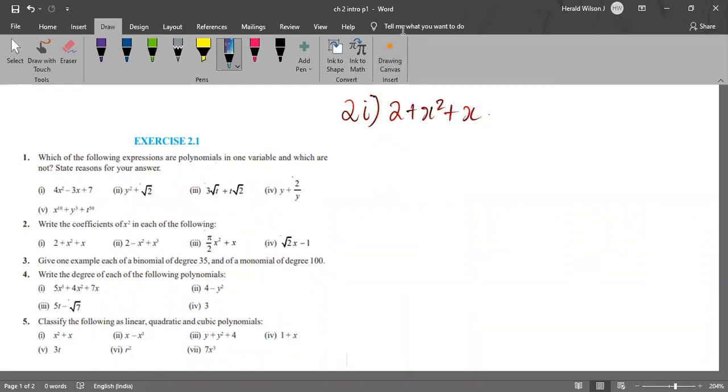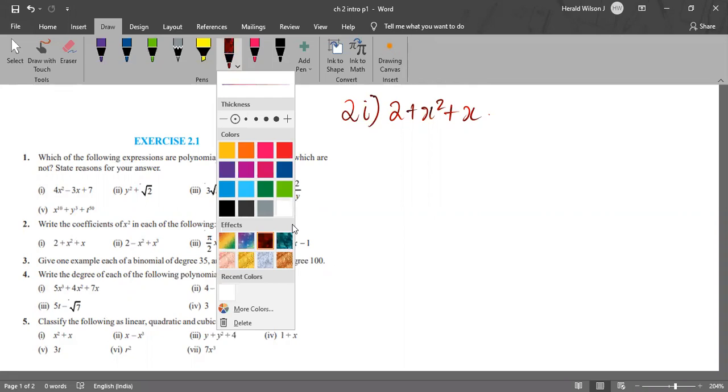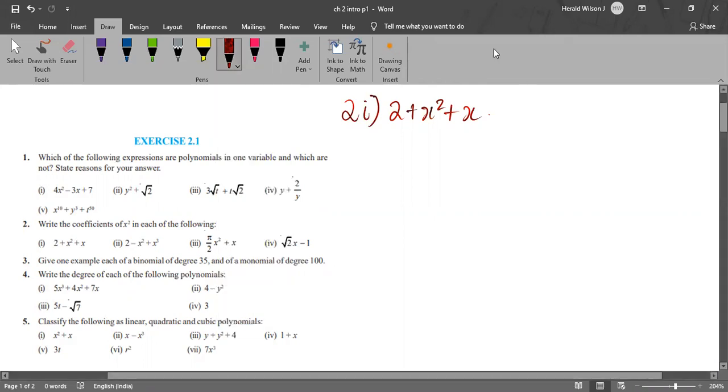And look here, we are moving on to the second question. Second question says write the coefficient of x squared in each of the following. So the first question I have written here, 2 plus x squared plus x. So the coefficient is what? The number along with the variable is what we call the coefficient, right? If you've seen the previous videos, you would absolutely have all the ideas about what I'm talking about.